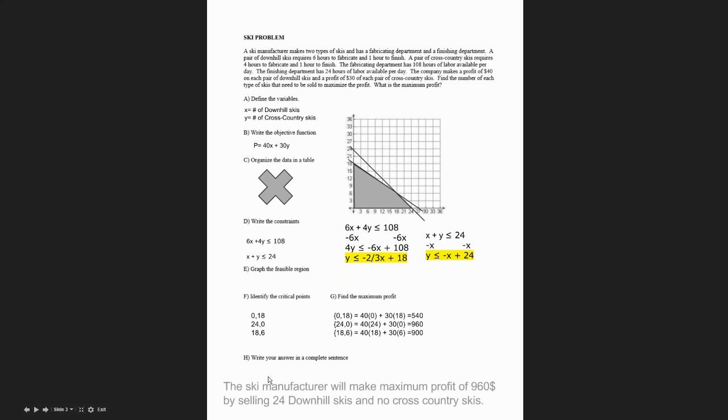And when you write it in a complete sentence, the ski manufacturer will make a maximum profit of $960 by selling 24 downhill skis and no cross-country skis.